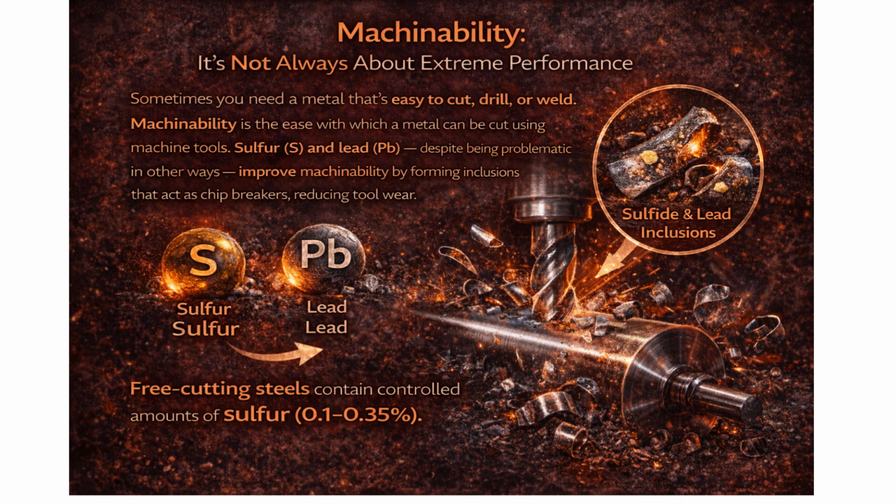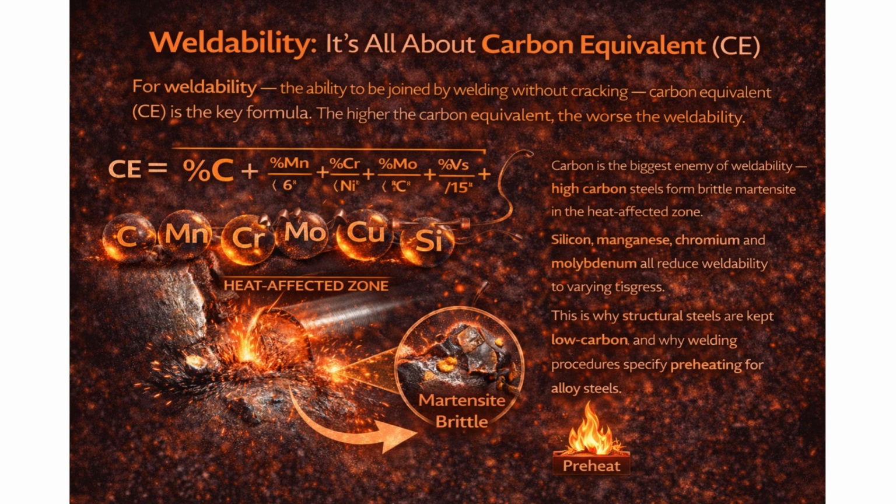Not everything is about extreme performance, sometimes you need a metal that's easy to cut, drill, or weld. Machinability is the ease with which a metal can be cut using machine tools. Sulfur and lead, despite being problematic in other ways, improve machinability by forming inclusions that act as chip breakers, reducing tool wear. This is why free cutting steels contain controlled amounts of sulfur, 0.1-0.35%.